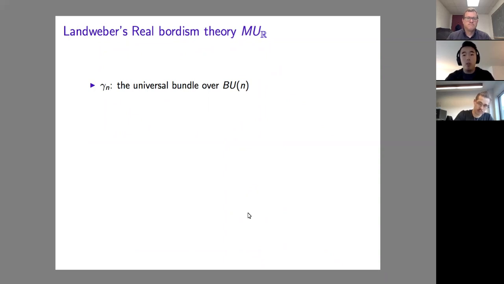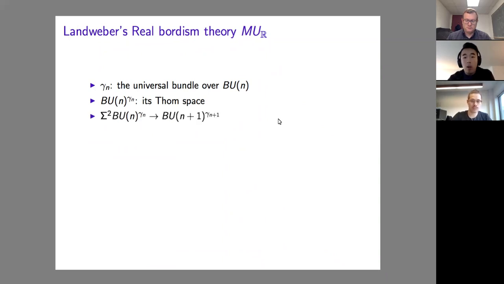MUR itself is called the real cobordism theory. So I want to quickly explain what MUR is as well. If I have BU(n), then I want gamma n to be the universal bundle over BU(n). And I can take its Thom space, which I'll call BU(n)^gamma n. Now, suppose I have the universal bundle over BU(n+1), gamma n+1. Then when I pull that back to BU(n), gamma n+1 splits as the sum of the universal bundle over BU(n) and the trivial bundle. So what that gives me is a map of Thom spaces. It gives me a map from the twofold suspension of the Thom space over BU(n) to the Thom space over BU(n+1). And I can piece all these maps together, and it gives me a Thom spectrum, which is the complex cobordism spectrum, MU.